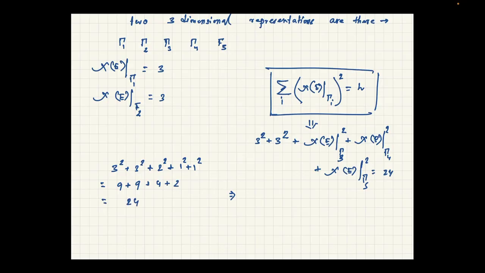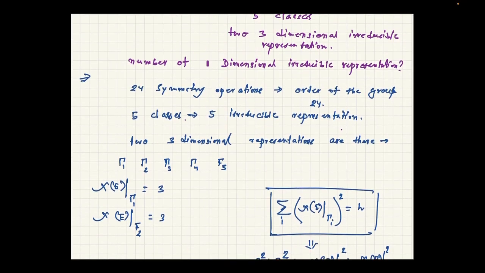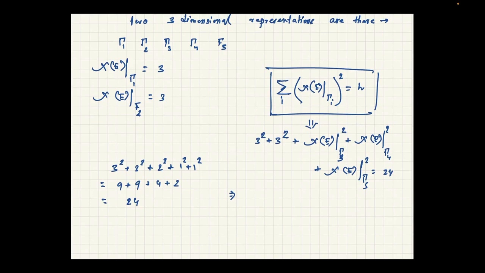Okay, that means two three-dimensional representations are already there, that is given. Then if there is only one two-dimensional representation and two one-dimensional representations, then according to this formula or this rule, the sum of the squares of the characters of the identity operations corresponding to each individual irreducible representation will be equal to the order of the group. It actually satisfies, right? So the number of one-dimensional irreducible representations will be equal to 2.